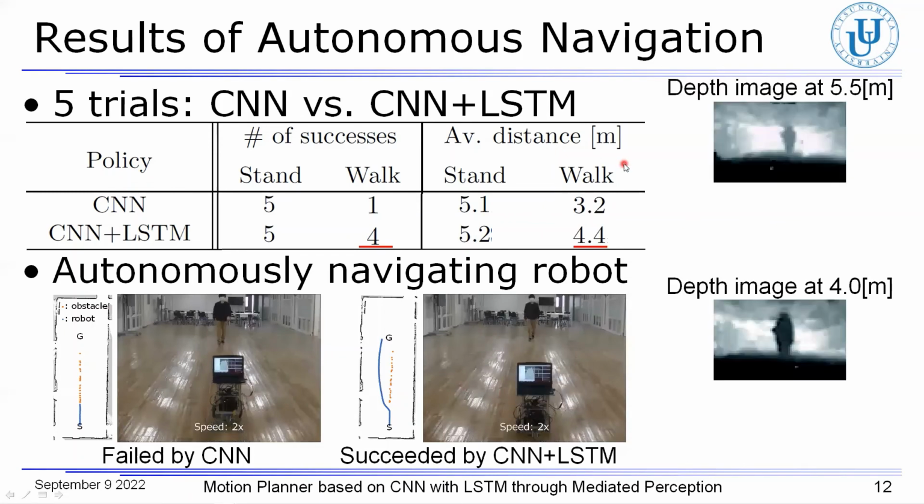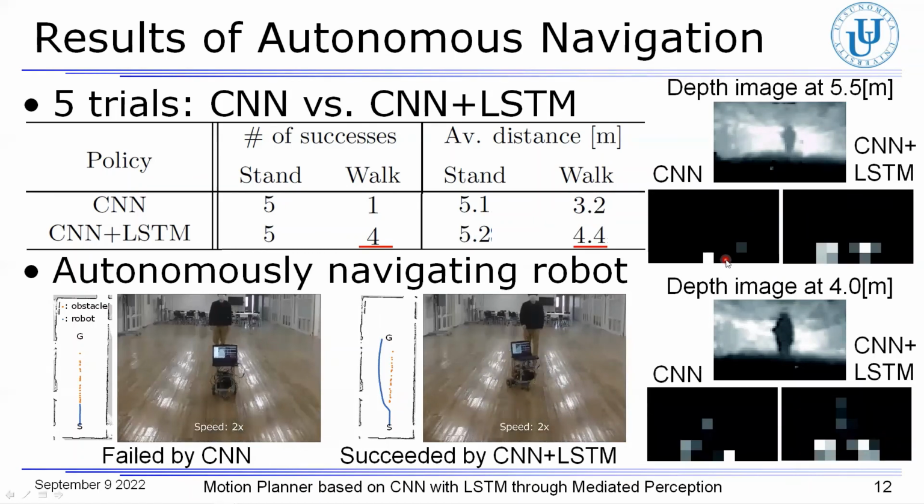In order to discuss the avoidance motions depending on the motion planners, we focus on feature maps extracted from the depth images when the distance to the walking person was about 5.5 meters and 4.0 meters respectively. In the feature maps, white pixels here indicate the attention area in the depth images.